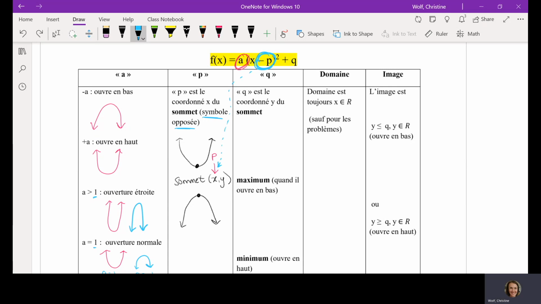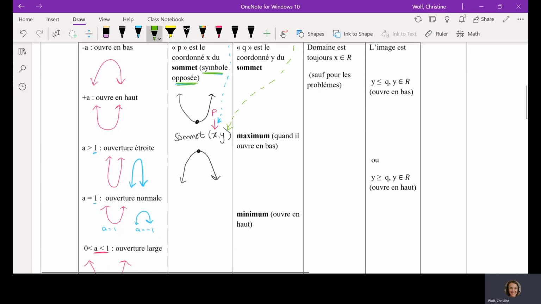Then, Q, c'est le nombre à la fin ici, c'est la coordonnée Y du sommet. So, ce que Q est va être ce qui est Y dans le point. So pour déterminer, we just pull out these two numbers, put them in a point together, ça c'est le sommet, OK? Mais il faut se rappeler que P, seulement P, just P, est le symbole opposé, mais pas Q. We keep the symbol, OK?